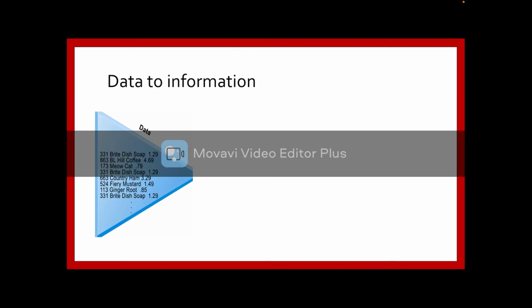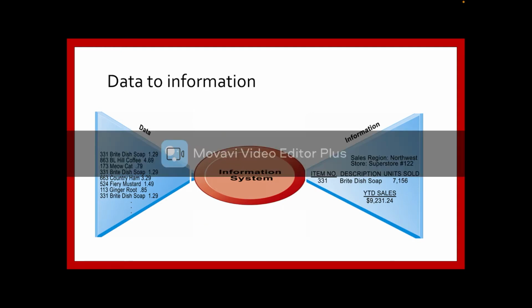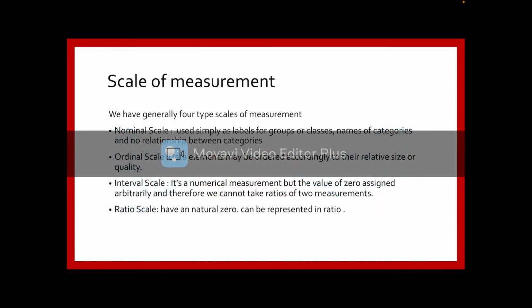So just to show you the small set of data, putting this into an information system, then generating some kind of information. This piece of data itself doesn't make sense, but when we do some exploratory analysis, we find that this is some bill item, some kind of revenue of some store. Okay, so let's move on quickly to scale of measurement.